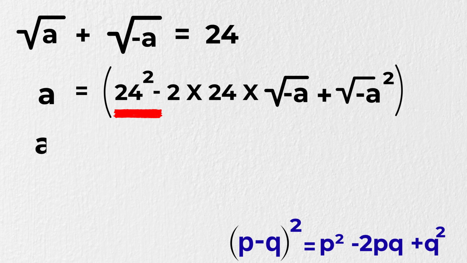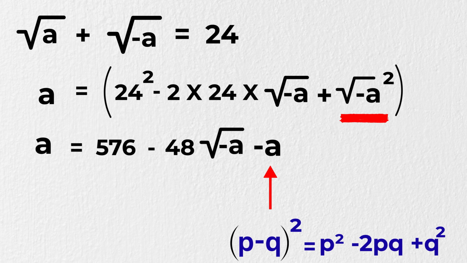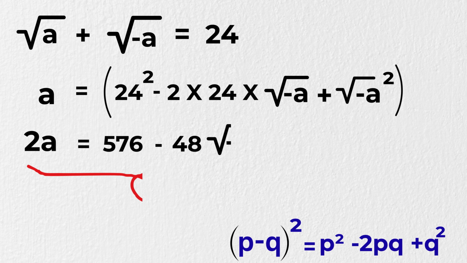24 squared is 576. Then, minus 2 times 24 is minus 48. So, we get minus 48 times the square root of minus a. Finally, the square root of minus a squared becomes just minus a, because the square and the square root cancel, leaving the expression under the root. If we bring that minus a from the right side to the left side, it becomes plus a. So we now get a plus a, or 2a, equals 576 minus 48 times the square root of minus a.